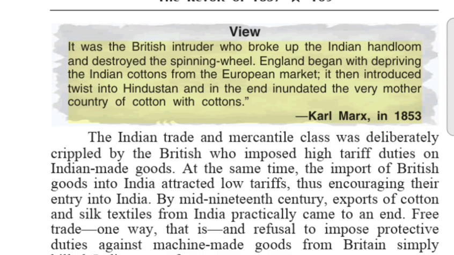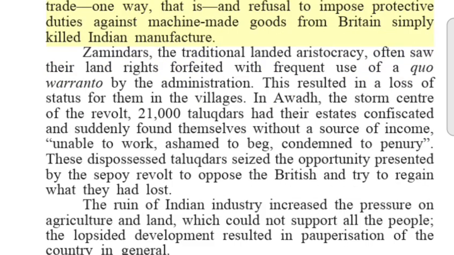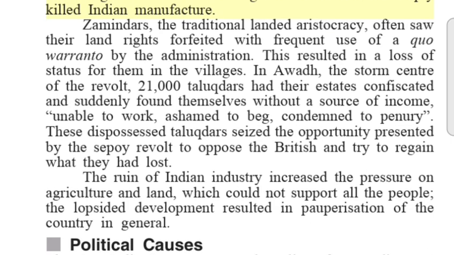Karl Marx, 1853. The Indian trade and mercantile class was deliberately crippled by the British, who imposed high tariff duties on Indian-made goods. At the same time, the import of British goods into India attracted low tariffs, thus encouraging their entry into India. By mid-19th century, exports of cotton and silk textiles from India practically came to an end. Free trade, one way, that is, and refusal to impose protective duties against machine-made goods from Britain simply killed Indian manufacture.